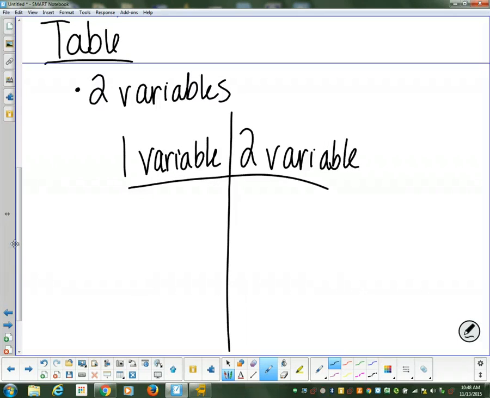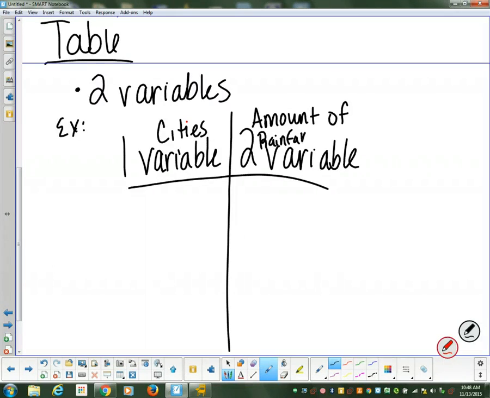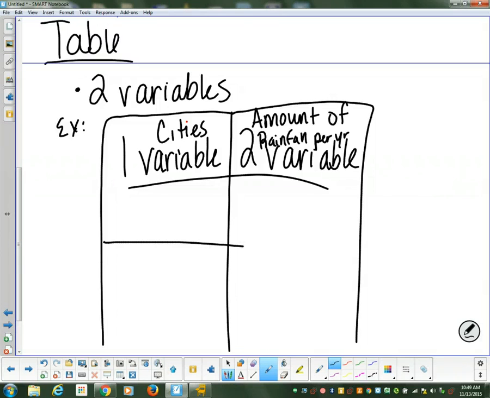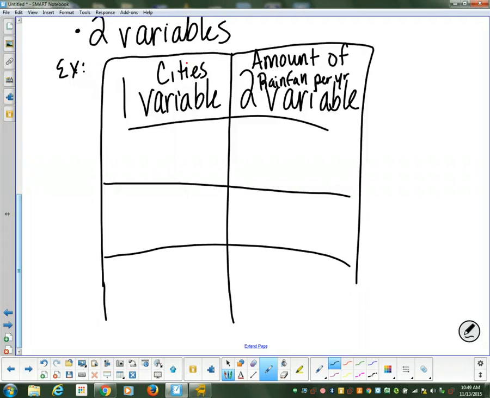Alright, so if I was to give you an example, let's turn this into cities, and let's turn this one into amount of rainfall per year. Okay? And I'm going to close off this. And I'm going to draw some lines going straight across. Let's bring this down just a hair. And we could continue going down further if we needed more room to be able to make this. And let's take Kewaskum.